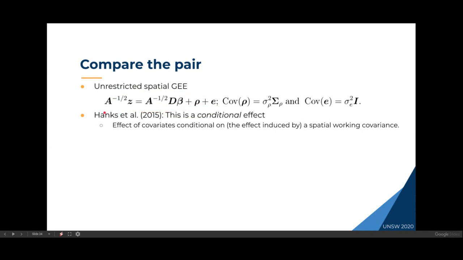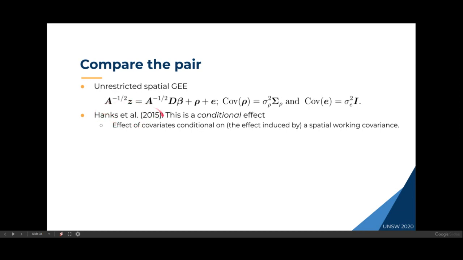Now, if I adopt the terminology of Hanks et al. 2015, which is a paper in Environmetrics, it's a very nice review paper on the issue of spatial confounding and basically Bayesian spatial mixed models. So it's a very nice review paper on that.